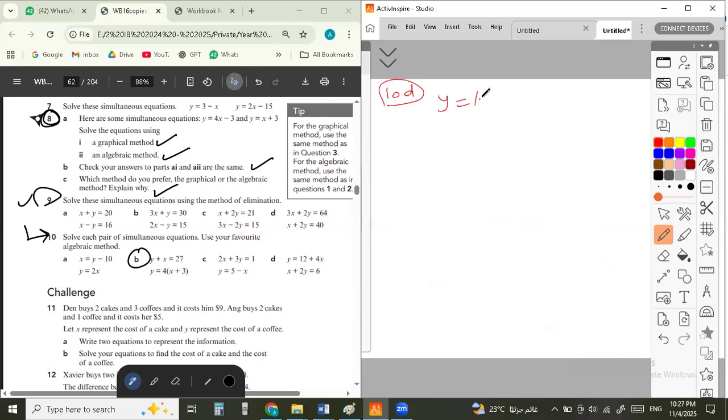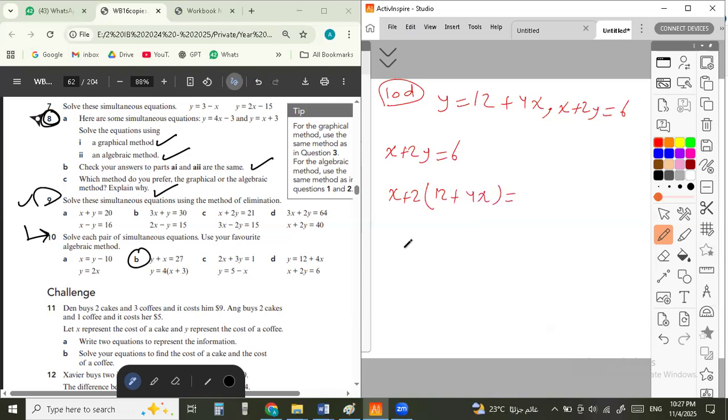y equals 12 plus 4x. And we've got x plus 2y equals 6. I'm going to use the substitution. They told me that y is 12 plus 4x. I'm going to substitute for y in the other equation. So x plus 2y equals 6. x plus 2 multiplied by (12 plus 4x) equals 6.